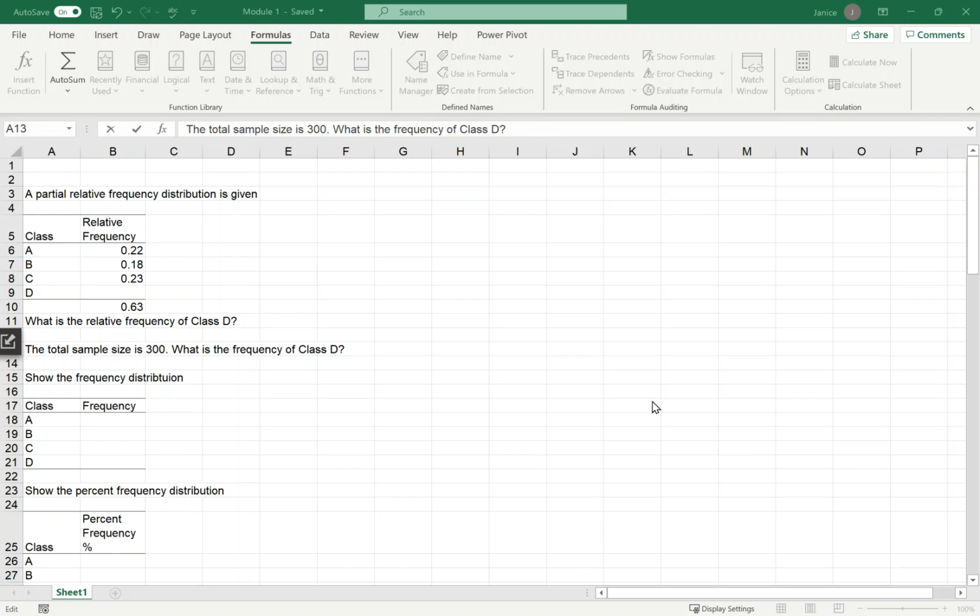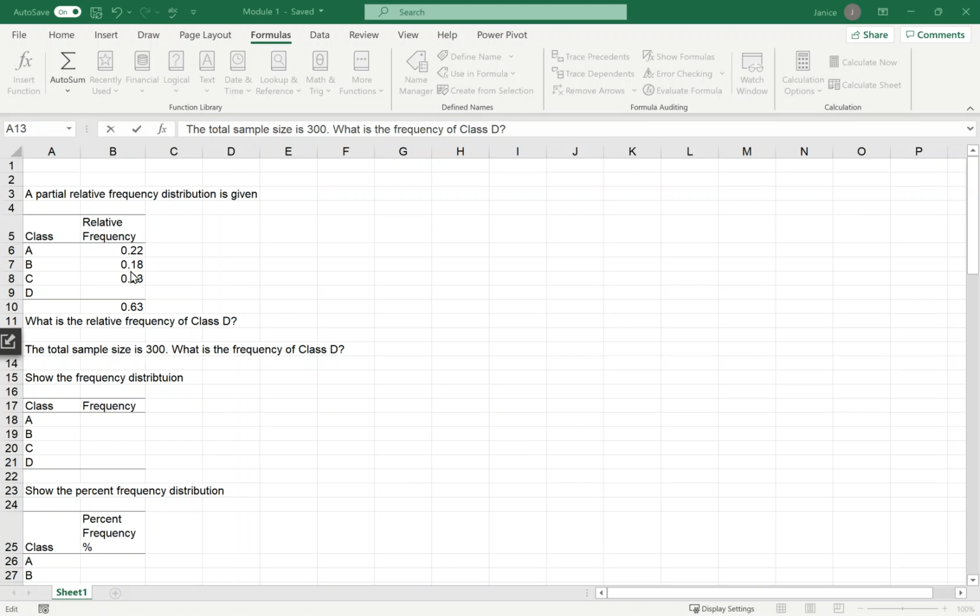Welcome to Module 1. I'm going to walk through some of the math or statistical problems that you're going to be asked to complete this week when you're doing your exercise for descriptive statistics.